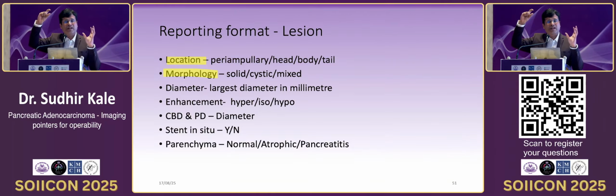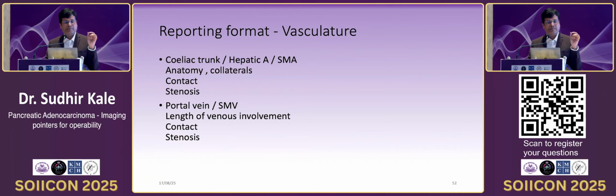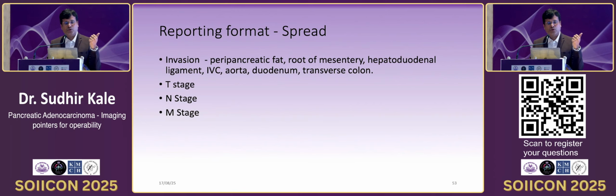It will be atrophic. Whenever you find a disproportionately atrophic body, please suspect. You can even pick up isodense lesions on CT, and then you can ask for MR. Sometimes the indirect signs will be just a simple ductal dilatation. And the reporting format for vasculature: celiac axis, portal vein, and SMV. Look for the length of the venous involvement, contact, and stenosis. Then also look for invasion of adjacent structures and the T, N and M stages.